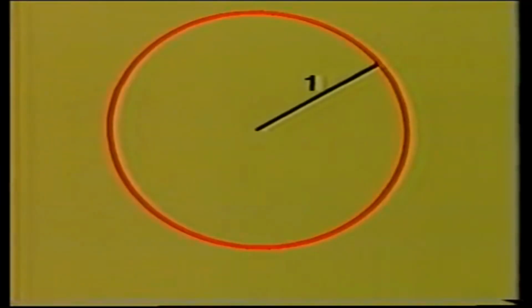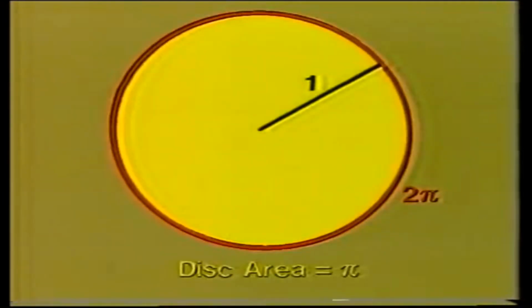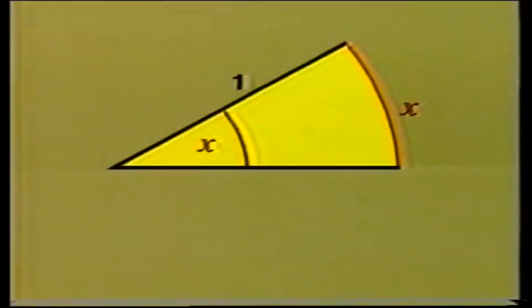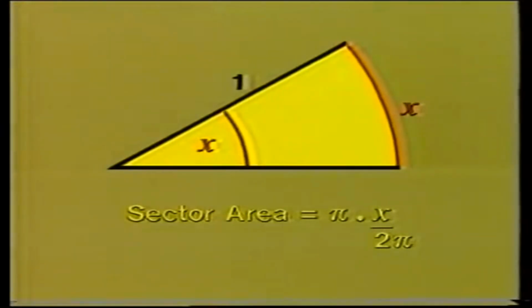Now can we find a function less than or equal to sine x over x? Let's look at the unit disk again. Its circumference, of course, has length 2 pi. And its area equals pi square units. So what's the area of a sector of angle x? It's a fraction of the whole area, which simplifies to a half x square units.